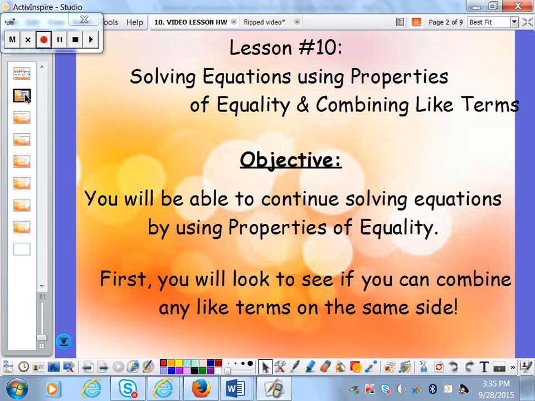Our objective for this lesson: you will be able to continue solving equations by using the properties of equality, just like we did in class today. First, you will look to see if you can combine any like terms that are on the same side. So this is our goal for tonight's video.